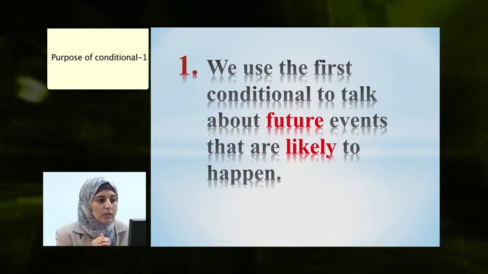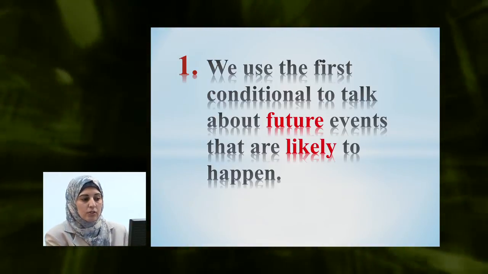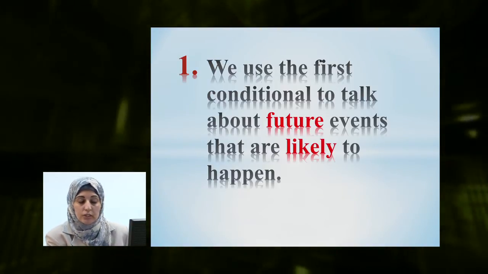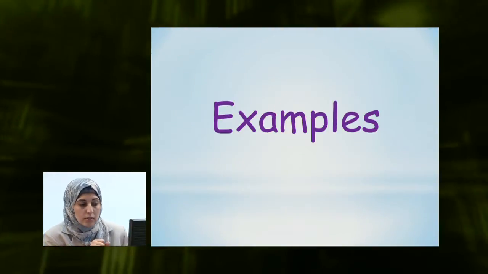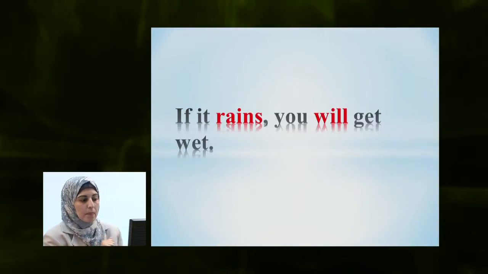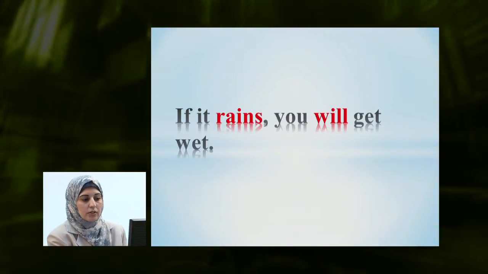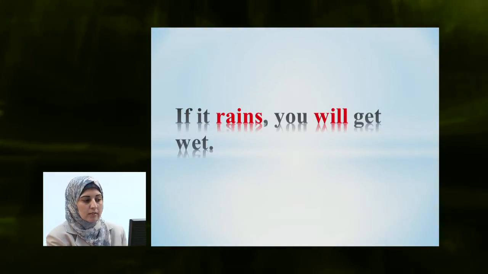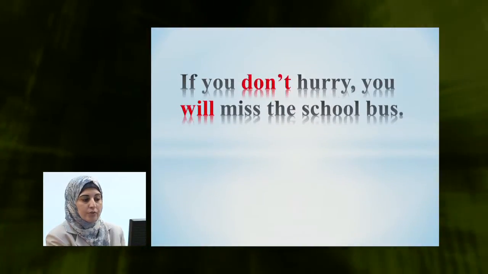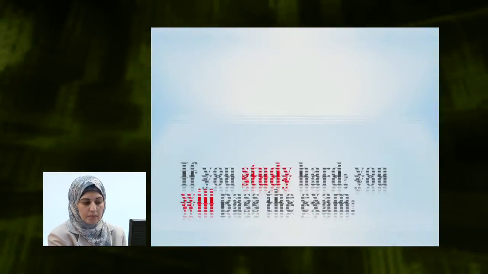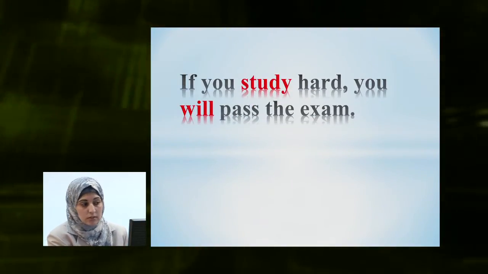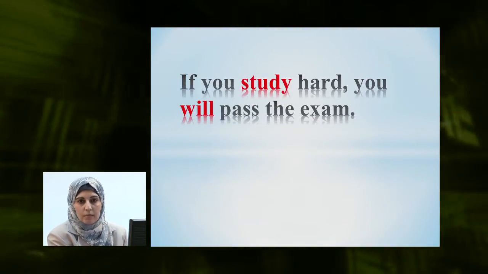For the first one, we can use the first conditional to talk about future events that are likely to happen. They are possible. Examples: if it rains, you will get wet. If you don't hurry, you will miss the school bus. If you study hard, you will pass the exam. If you smoke, you will die young.